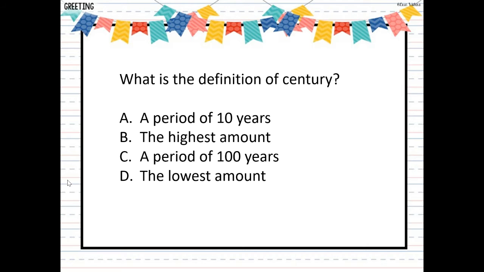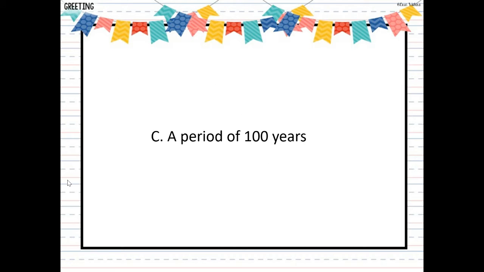What is the definition of century? That was one of our words this week, century. Is it a period of 10 years, the highest amount, a period of 100 years, or the lowest amount? What is the definition of century? The correct answer is 100 years. Remember, cent, 100 cents in a dollar, so century is 100.